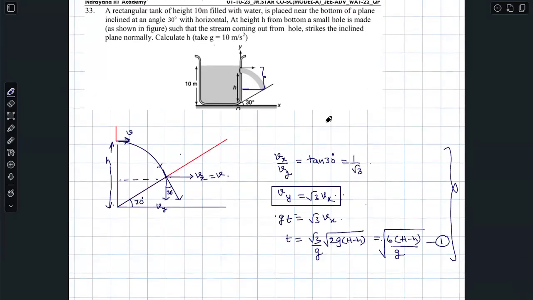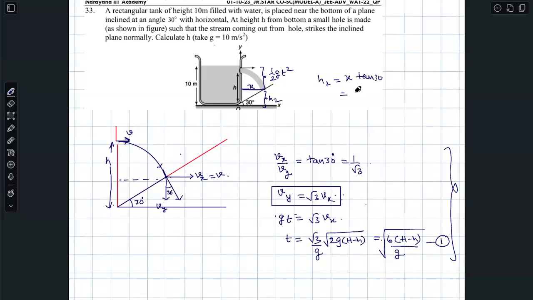Right now you have time, this is half g t square, and this is range, so you can know this part also because you know this angle. Right, hold on. So this distance is x and this distance is h2. h2 is x tan 30.